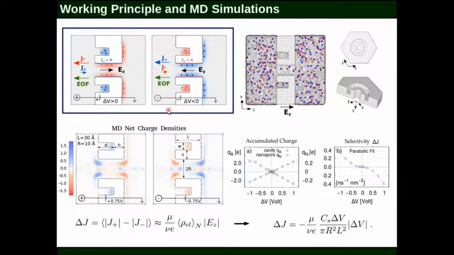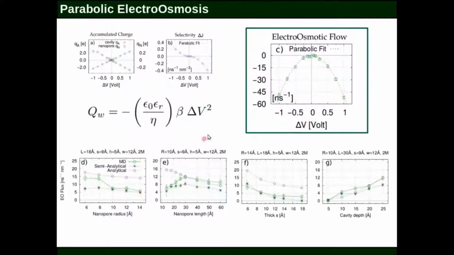A major consequence of this switching selectivity is that the electroosmotic flow will always be directed from the right to the left side of the membrane. Finally, we show that this unidirectional electroosmotic flow is a parabolic function of the external applied voltage, and we also derived an analytical expression able to describe the dependence of the electroosmotic flow on the geometrical parameters in a qualitative and quantitative way.